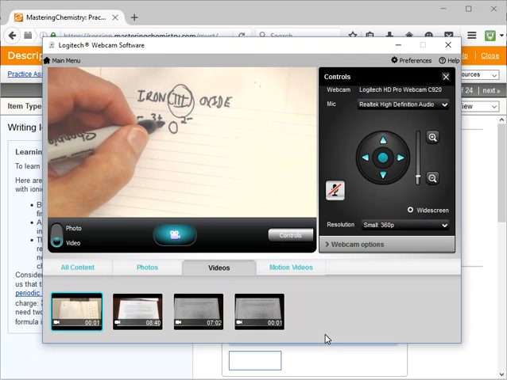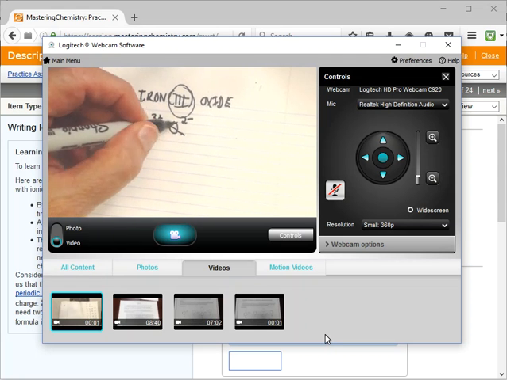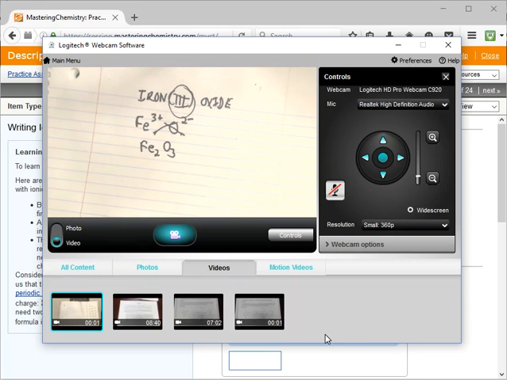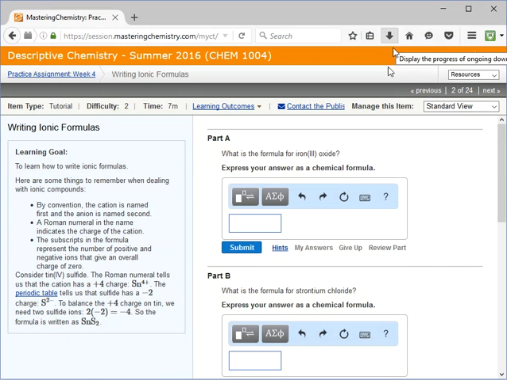And so when I take a look at the formula here, I'm going to take my 3 down here, my 2 down here. Fe2O3 is the formula for my iron(III) oxide. The 3 tells me, not the number of atoms, it tells me what the charge is on that metal.